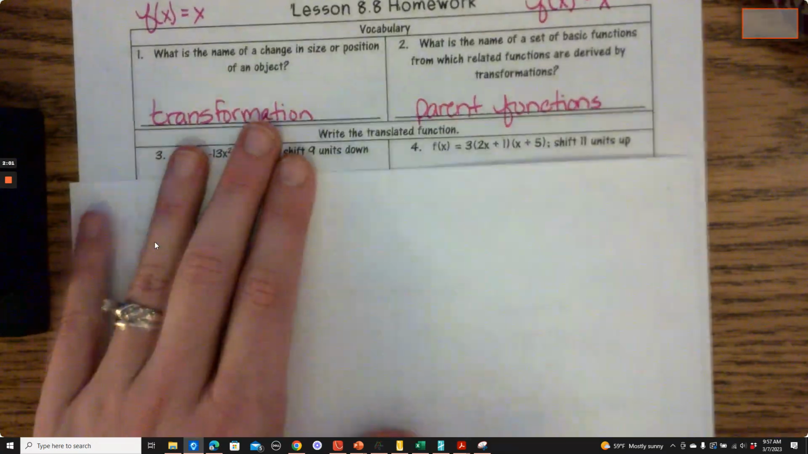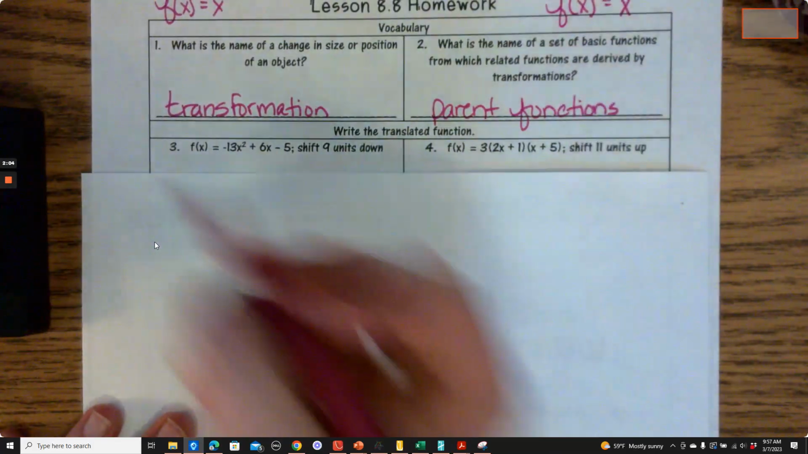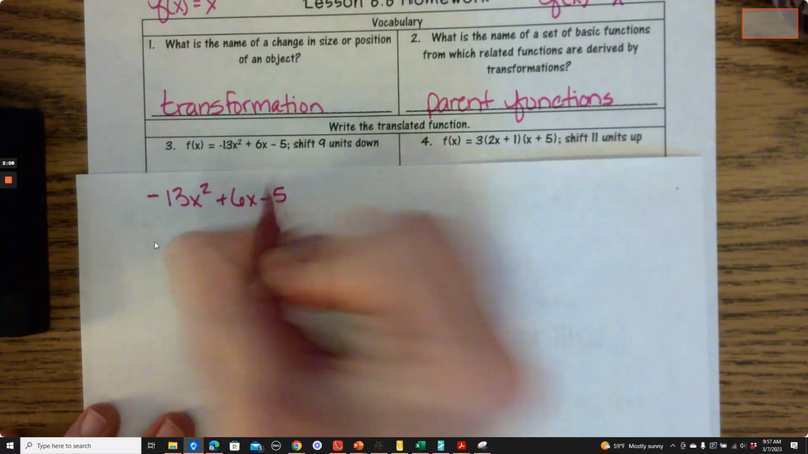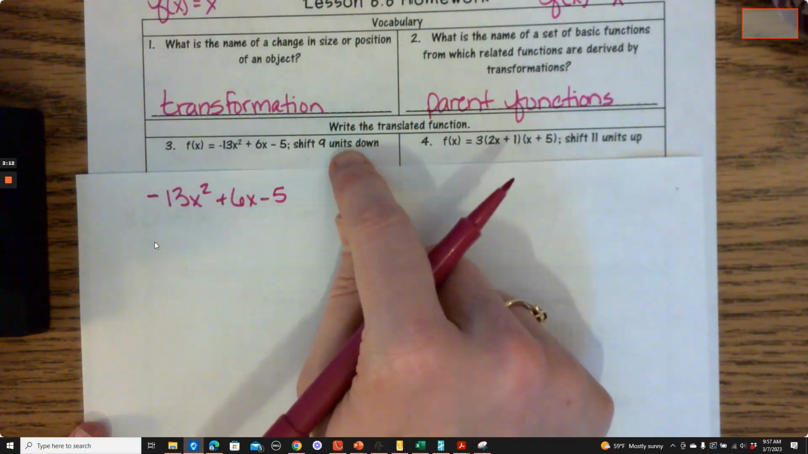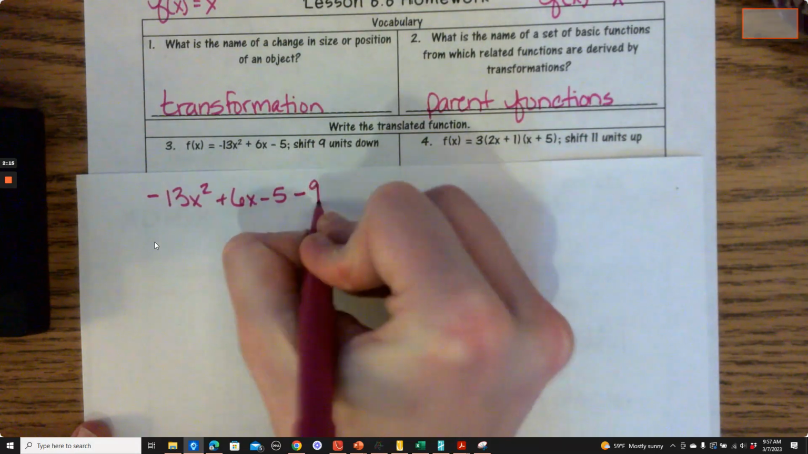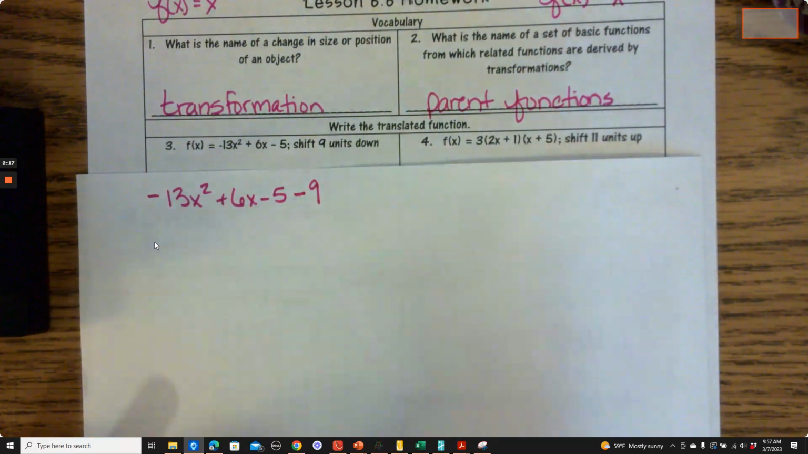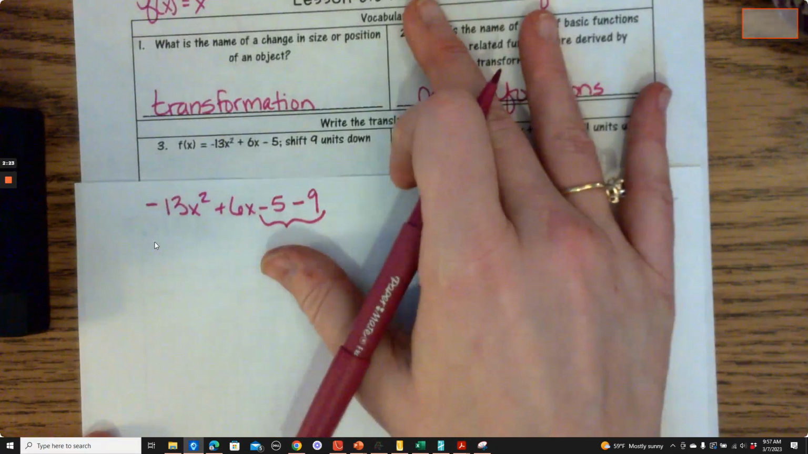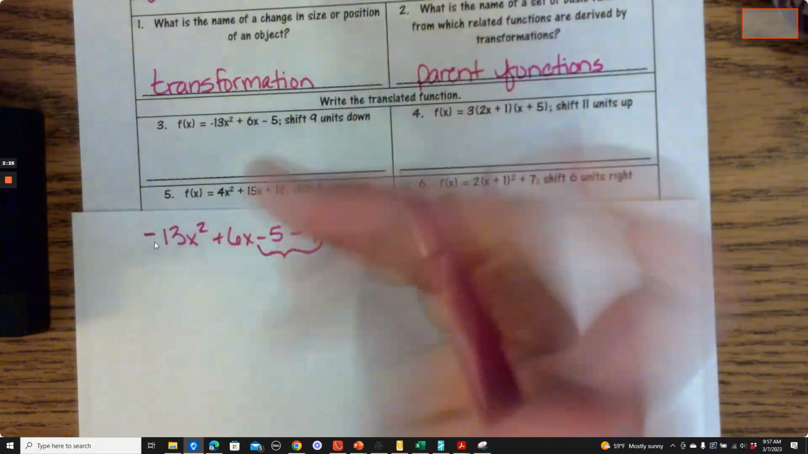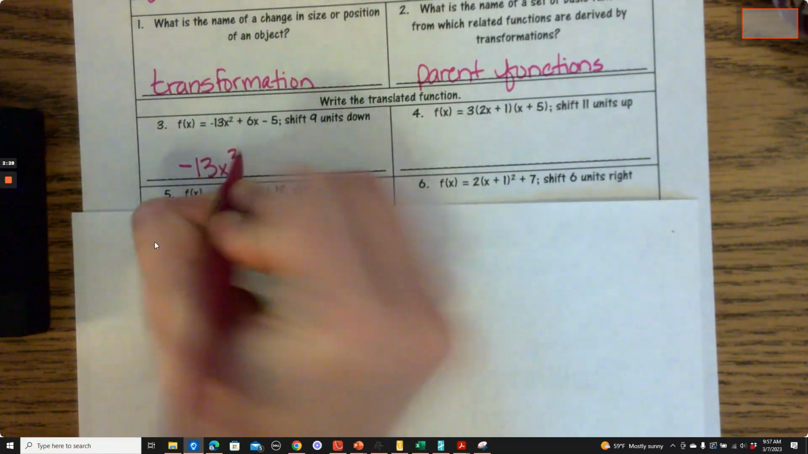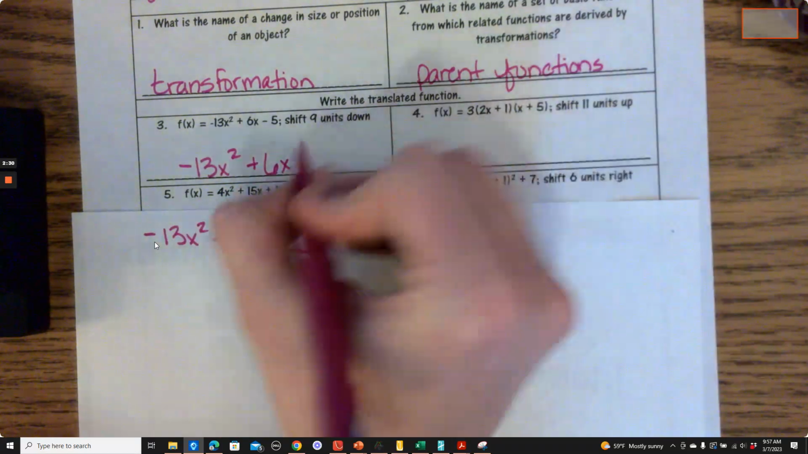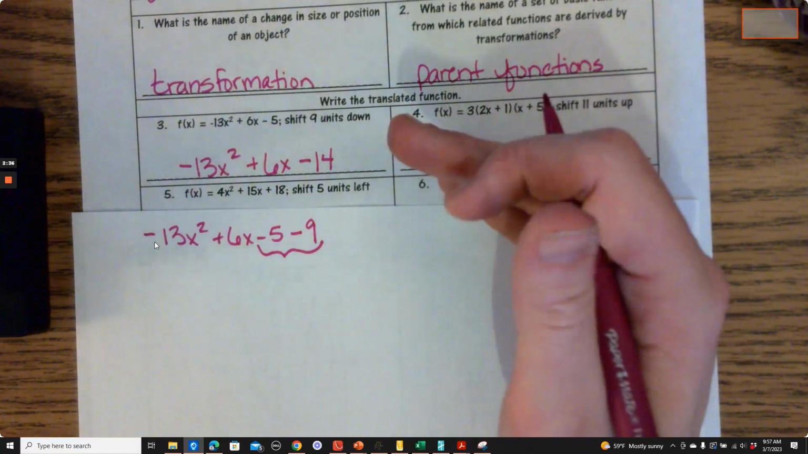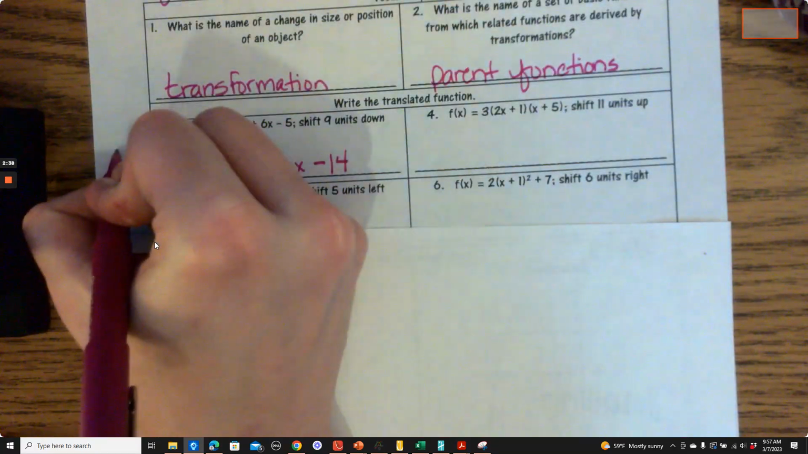So if I'm taking this quadratic, negative 13x squared plus 6x minus 5, and I'm going down 9 units, I'm going to subtract 9 from the end of this. And then all I do is I combine the like terms. I combine the negative 5 and the negative 9. So negative 5 minus 9 gives me negative 14.